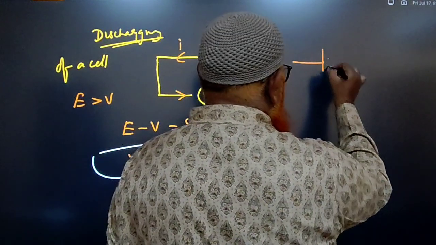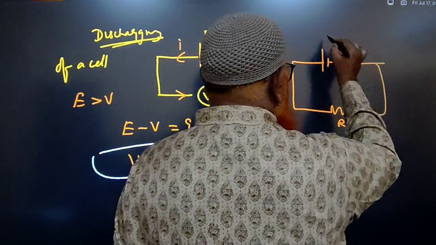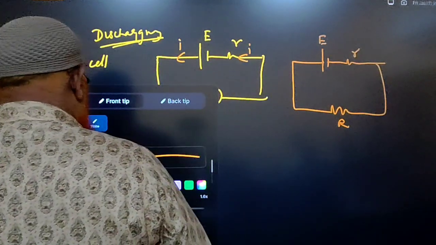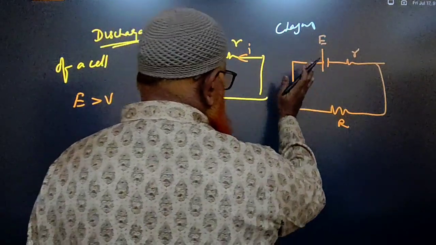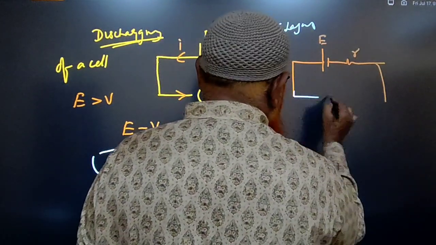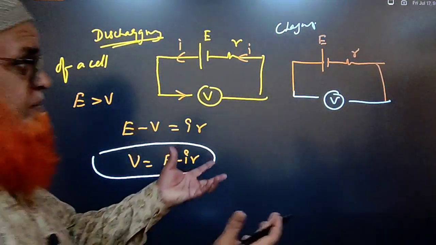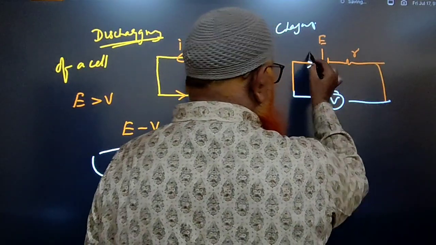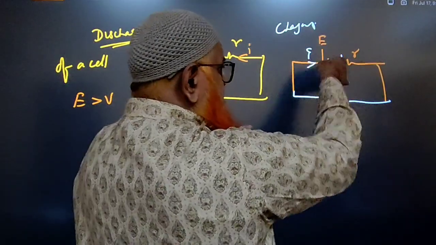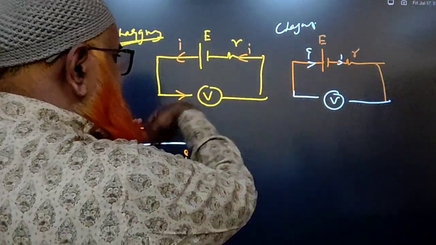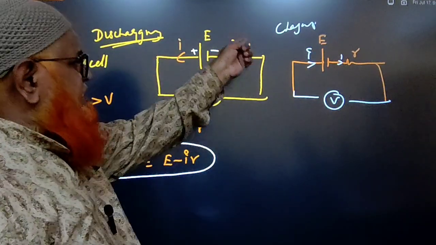See, now I will take another circuit having external resistance R and internal resistance r. Now this is the case of charging. Let us imagine it is the case of charging. Potential is connected here. Means if you apply an external potential to the cell, it gets charged, and current flows in the opposite direction. Current will enter the cell from higher potential to lower potential. If the cell is only discharging, current will come always from positive to negative.